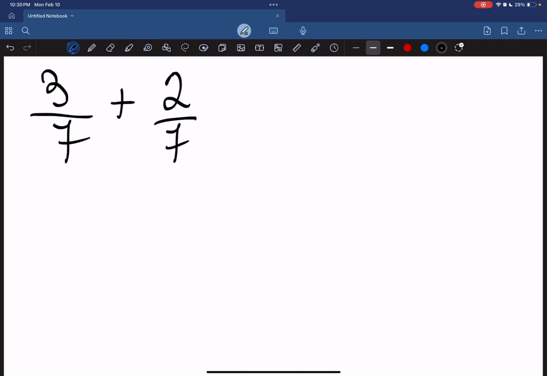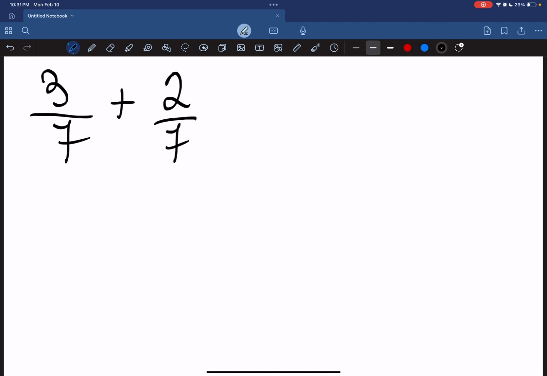With addition and subtraction of fractions, whenever you're adding or subtracting fractions, the key thing is having the same denominator. That's the key thing. That's the most important thing that you need to know.